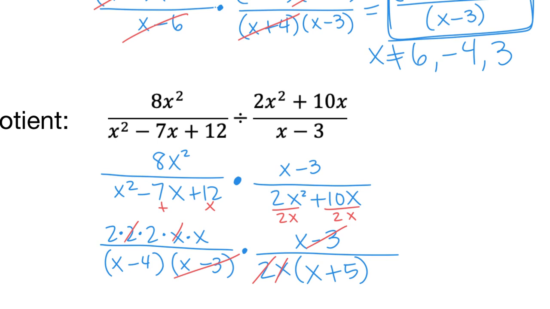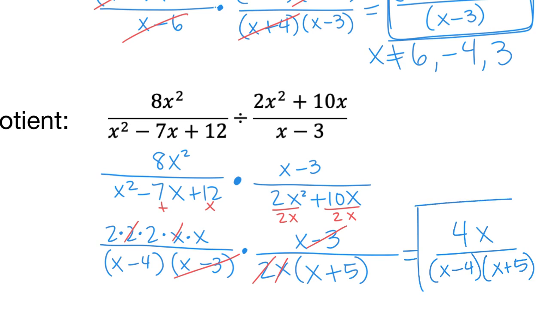So let's see what I had left. I had a 2 times a 2 and an x on top. So really, a 2 times 2 means there's a 4x on top. Now that I'm done canceling, I can say it like that. I don't need to say 2 times 2 anymore. And on bottom, I had an x minus 4 left and an x plus 5 left. So that's everything that was left once we cancel.